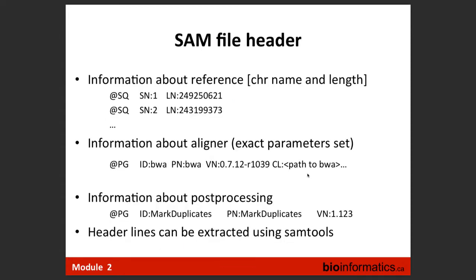A SAM file or BAM file consists of two pieces. One is a header, and the header has information about the genome which was used for alignment. It also contains information about the aligner and all post-processing, for example, marking duplicated reads, etc. In the ideal case, it should contain exactly the command which was used, because maybe three, four years later, somebody wants to see what was happening, and all the information is there. It's very, very useful.